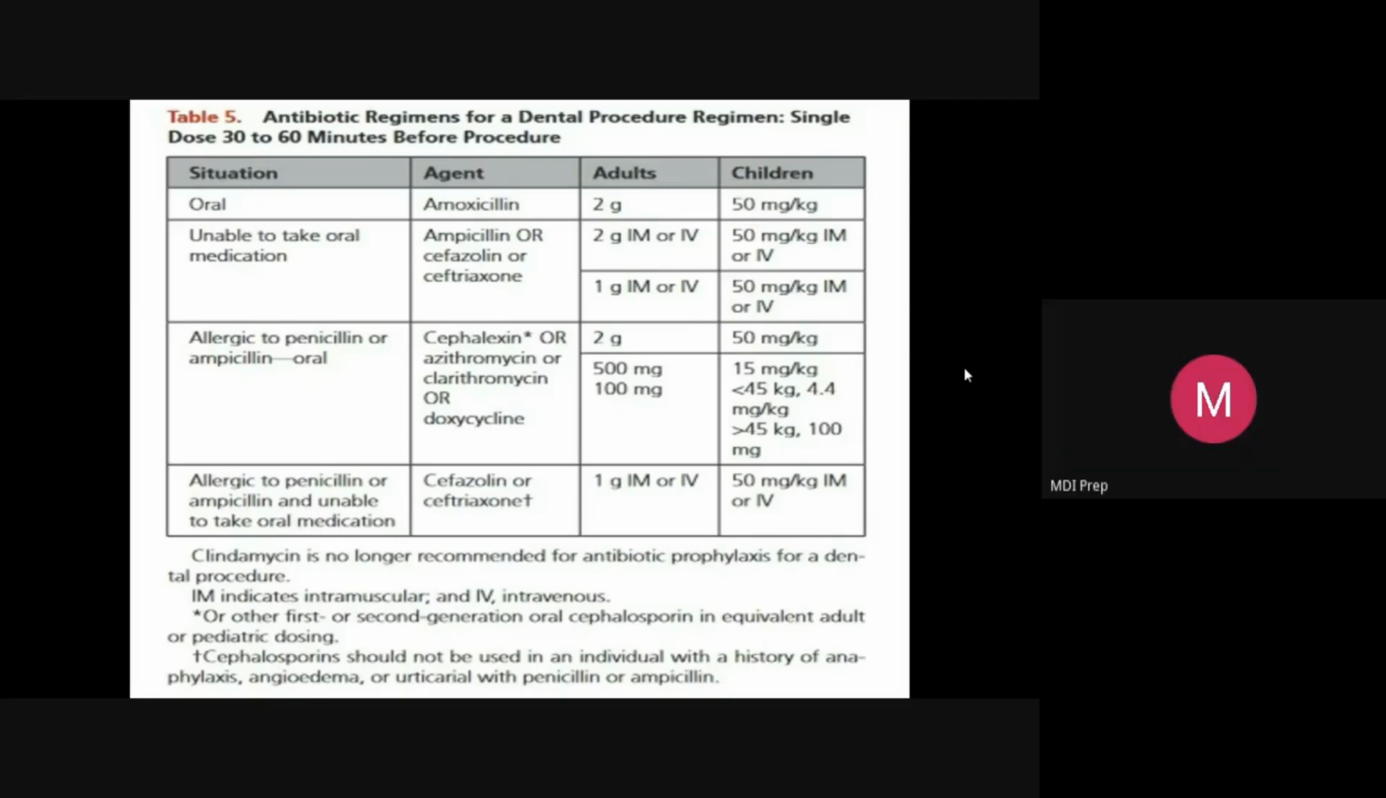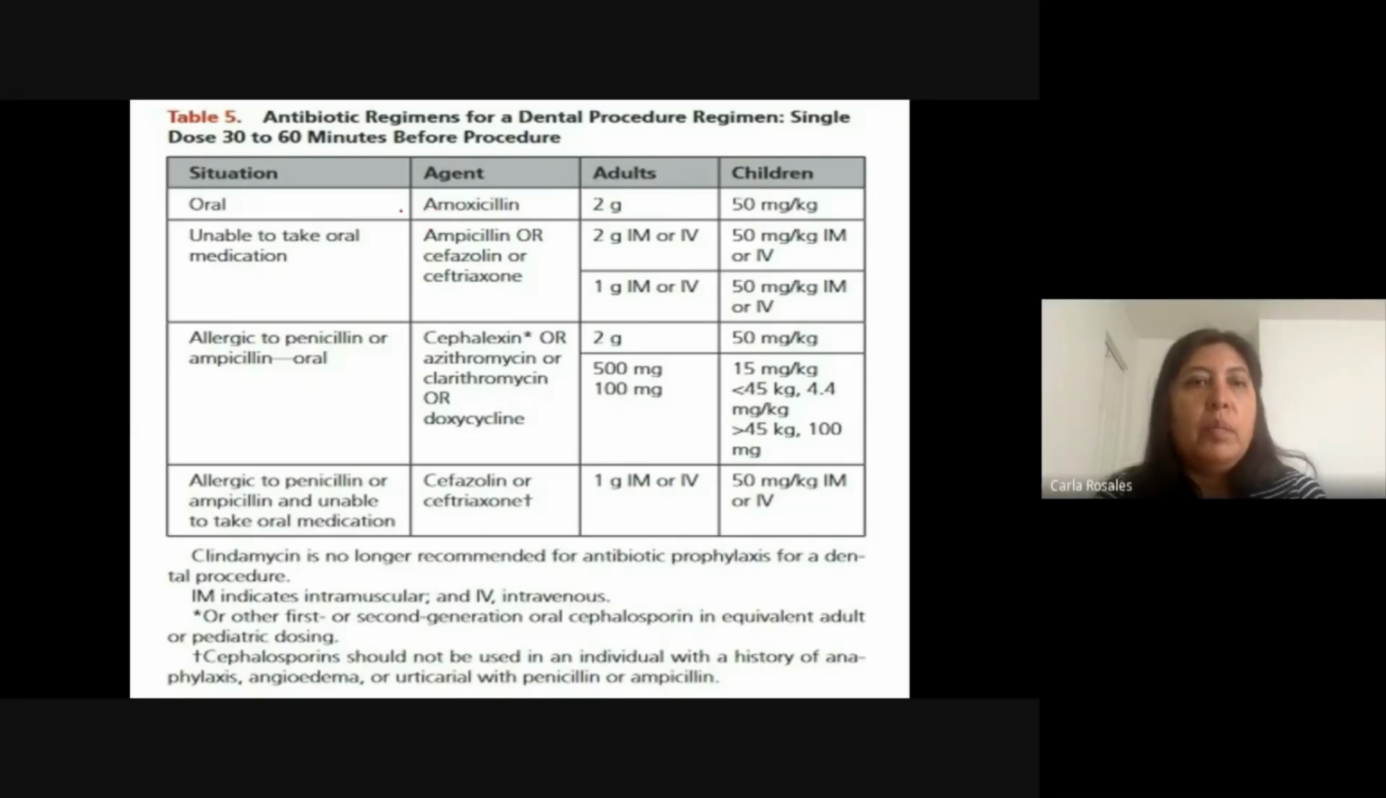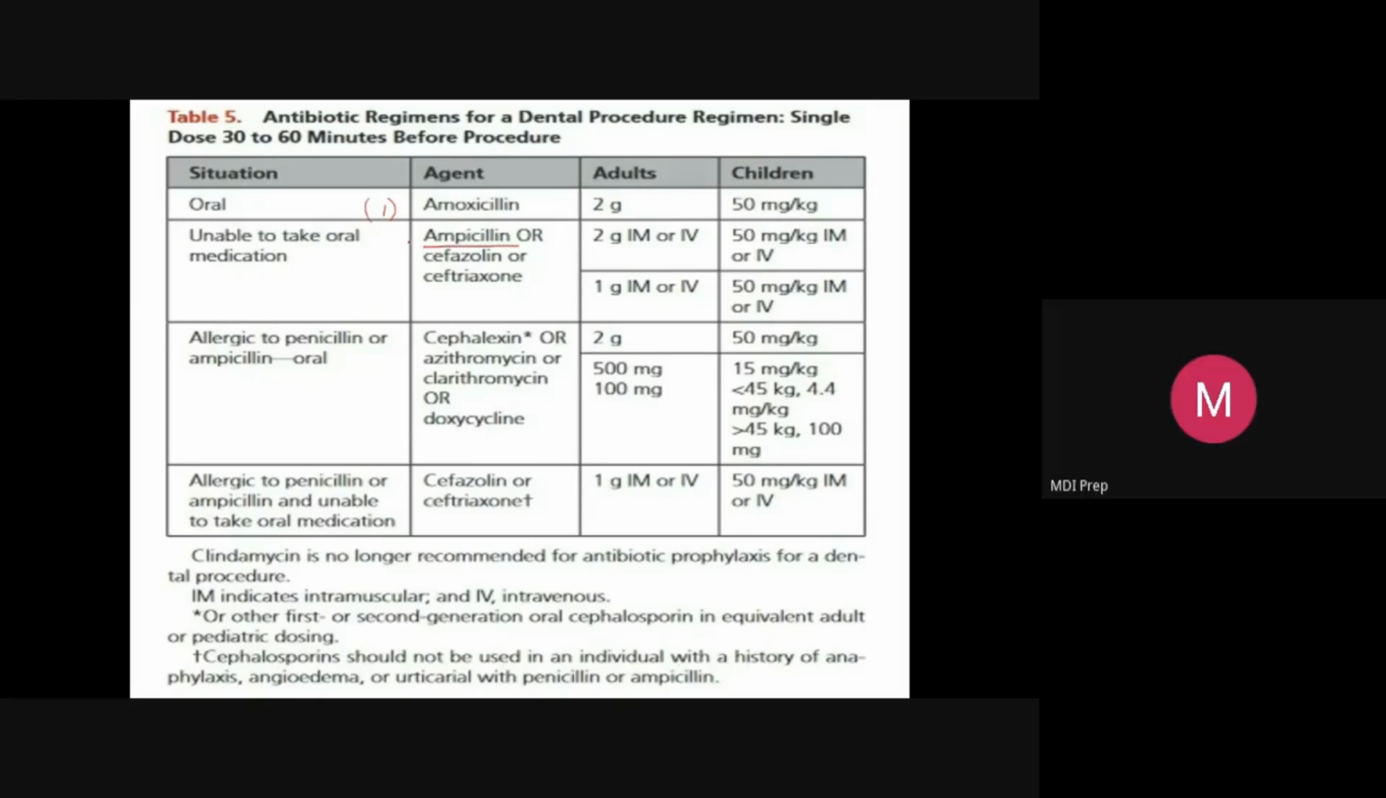Perfect. Now, that's great. So now that's true. But here on the test, they'll ask you questions like this. All right, what if they can't take anything by mouth? Then what do you do? We have to give it IV ampicillin, right? Very good. Very good.